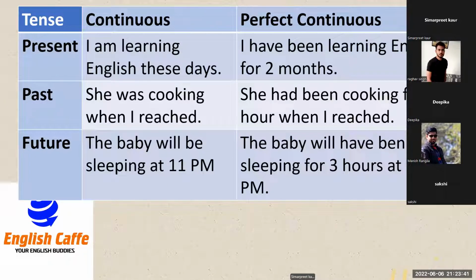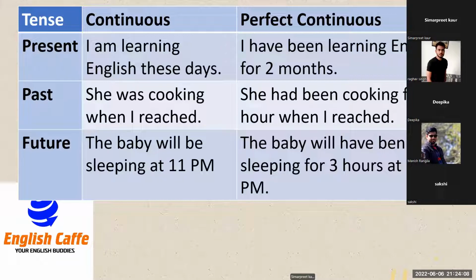Like, hame lagta hi nahi hai ki ye galat hai. Hame lagta hi nahi hai ki I am learning English for 2 months. Galat hai. We think, thik to hai, main 2 mahine se English pad rahi hu, I'm learning English for 2 months. Ya fir, main subah se kaam kar rahi thi. Hum bol dete hai, I was working since morning.